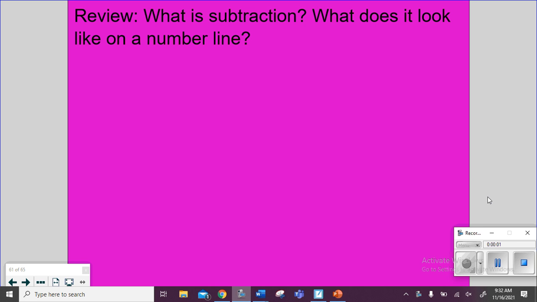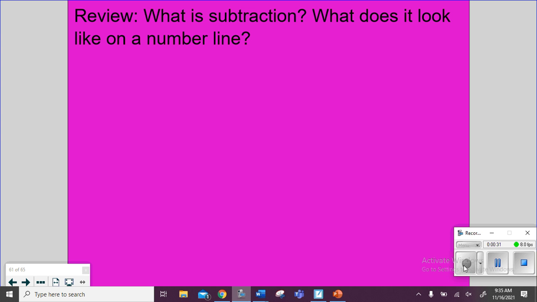Subtraction. We've talked about it a little bit. It's been our topic this week. So your title is What is Subtraction and what does it look like on a number line? Go ahead and write that as our title on the next blank page, please. What is subtraction and what does it look like on a number line?